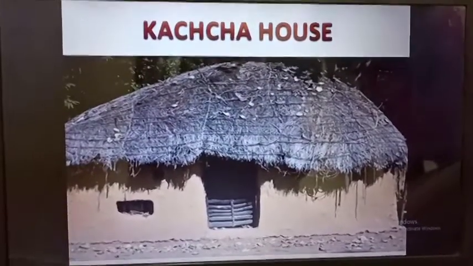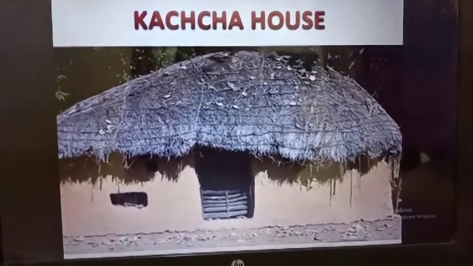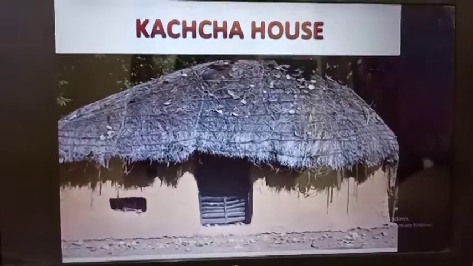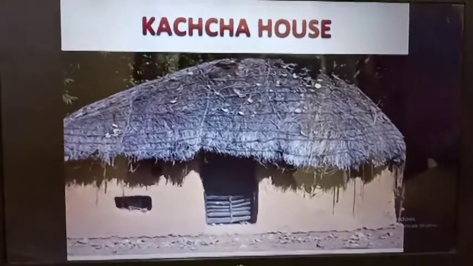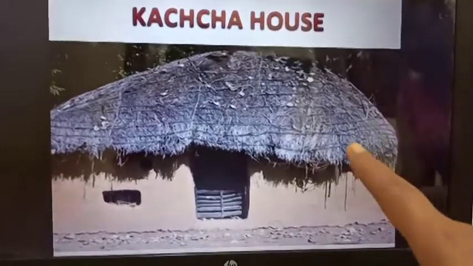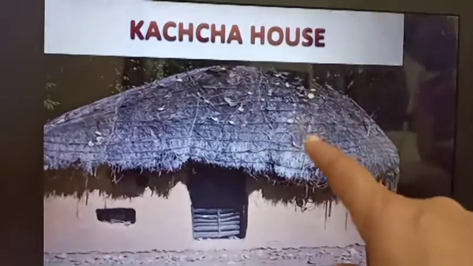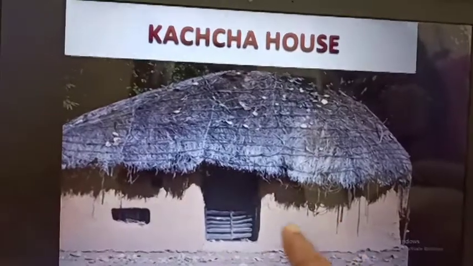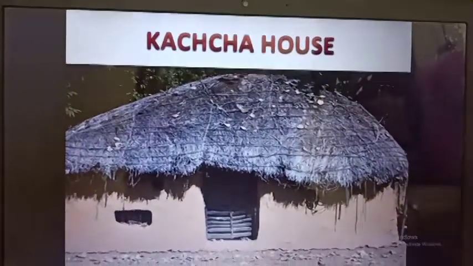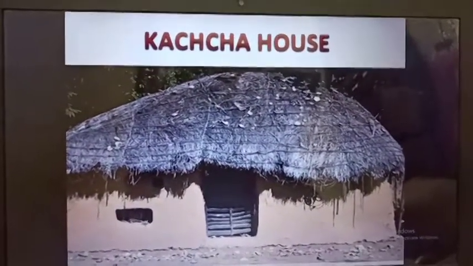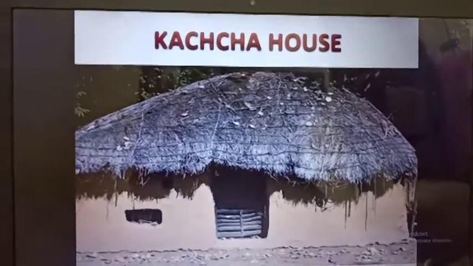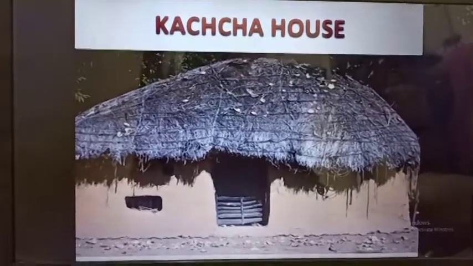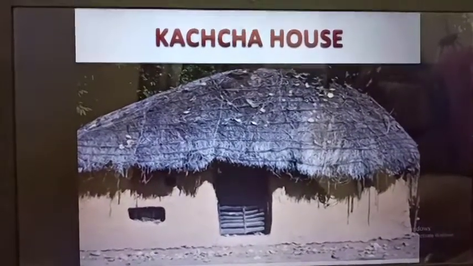This is the kacha house. Children, you must have seen this house in the village areas. You see here, this part is made up of straw or bamboo sticks, and here mud is used in this place. So this is called a kacha house. It is not so strong. When there are wind storms or heavy rainfall, it can be damaged easily.